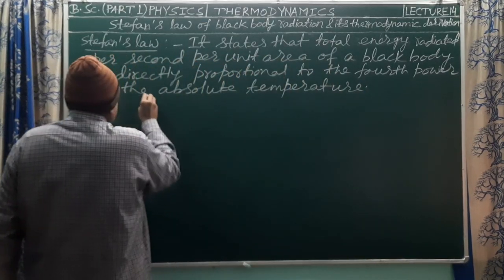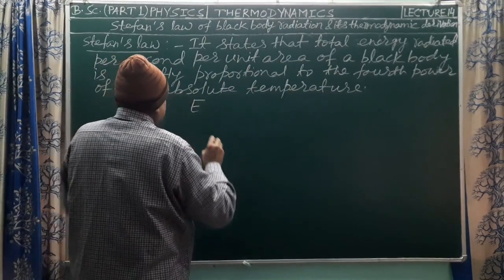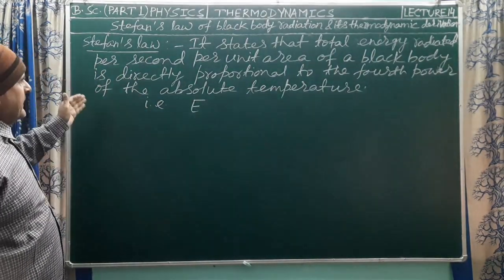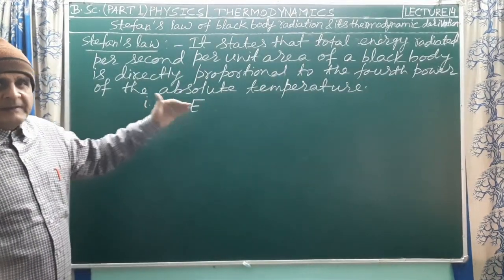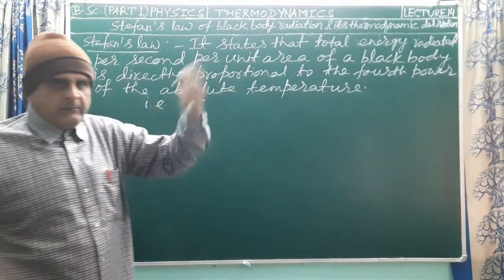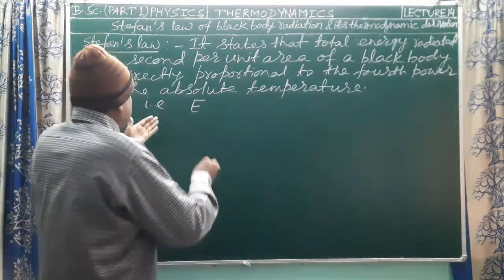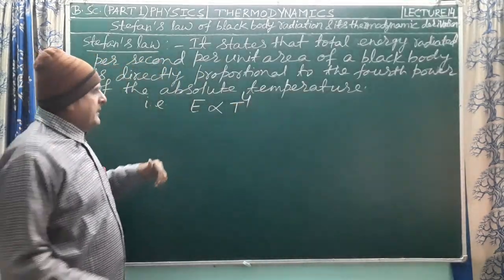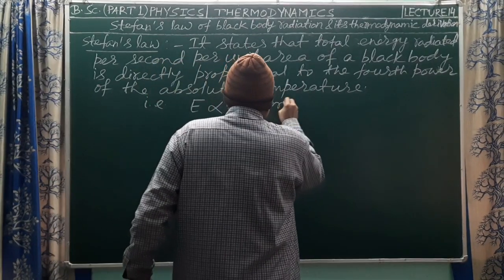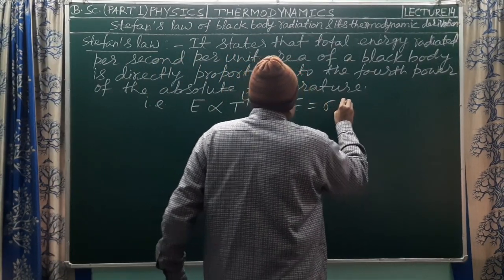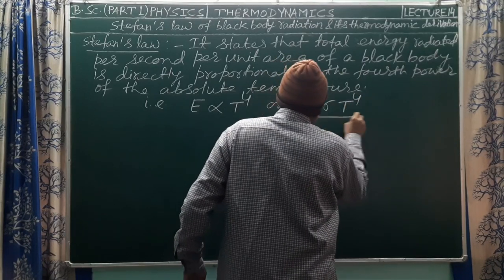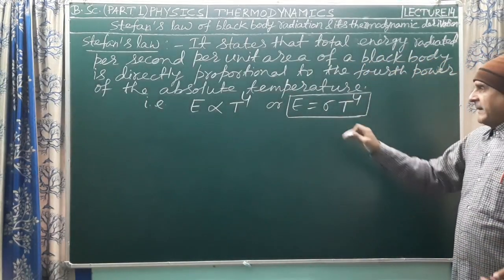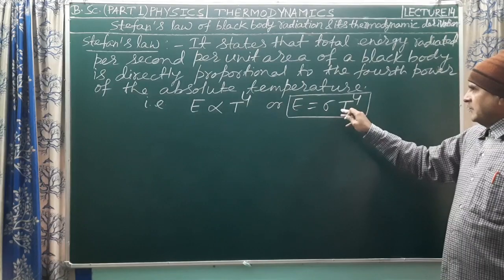That is, suppose capital E is the total energy radiated per second per unit area of a black body. That is, total radiant energy is capital E, which is emitted from a black body in form of black body radiation, and it is directly proportional to the fourth power of the absolute temperature. E varies as T to the power 4, or we can write it as E equals sigma multiplied by T to the power 4, and it is the mathematical form of Stefan's law, capital E equals sigma T to the power 4.